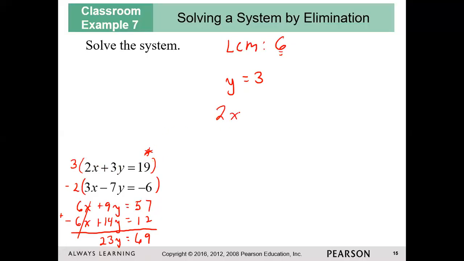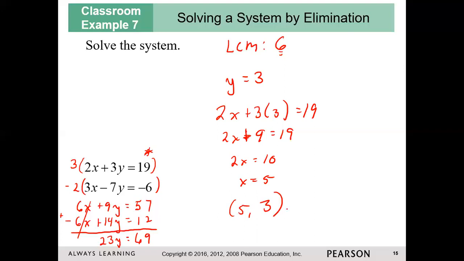So 2x plus 3 times 3 is equal to 19. So 2x is, I'll skip that step yet, sorry, is equal to 19. 2x is equal to 10. X is equal to 5. And there is our solution, 5, 3. Okay?